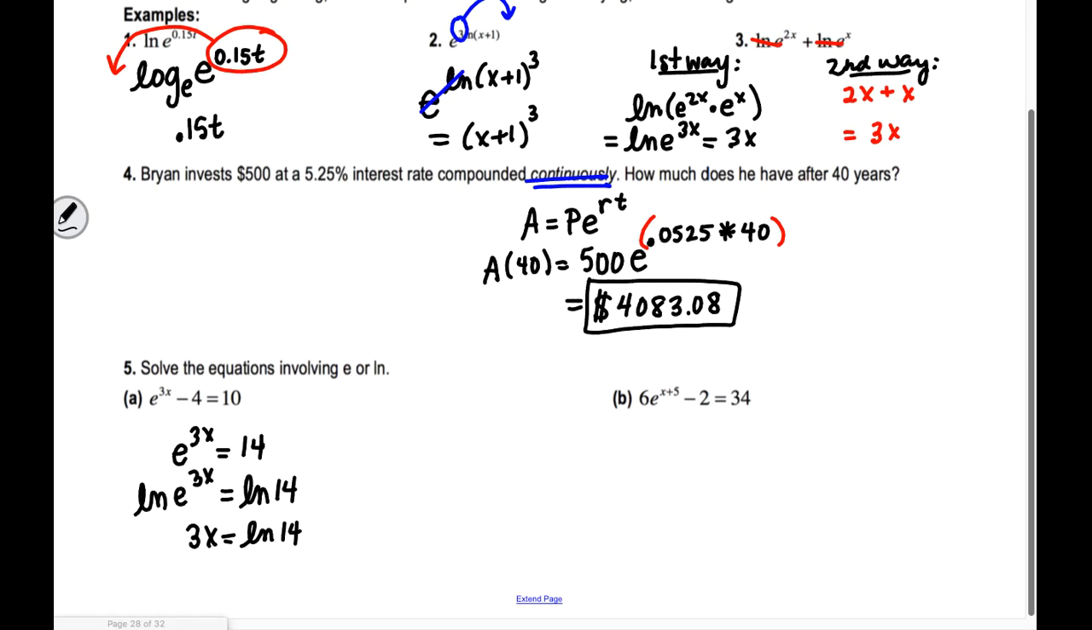So now we divide by 3. So we have x equals whatever natural log of 14 is, all divided by 3. So we find natural log of 14. Do you guys see the natural log button on your calculator? So I get 0.880, 3 decimals. I always have you guys do 3 decimals on the test.